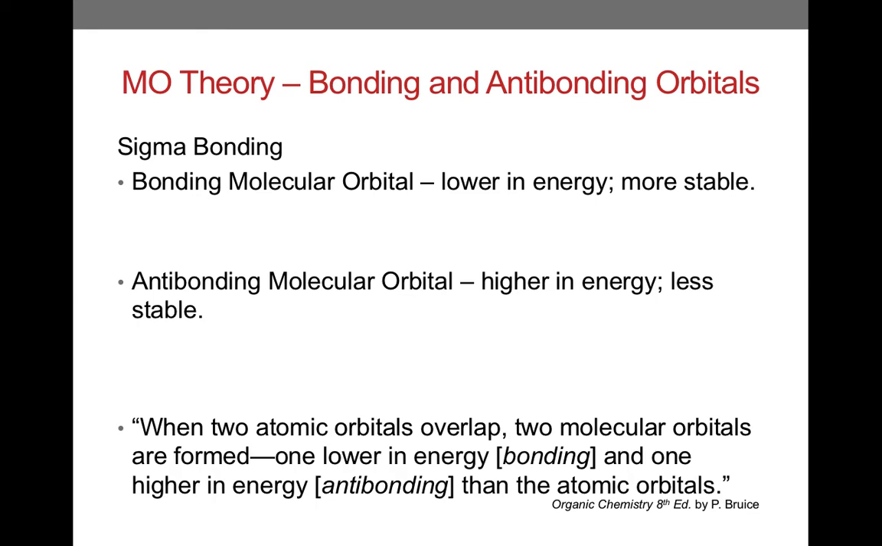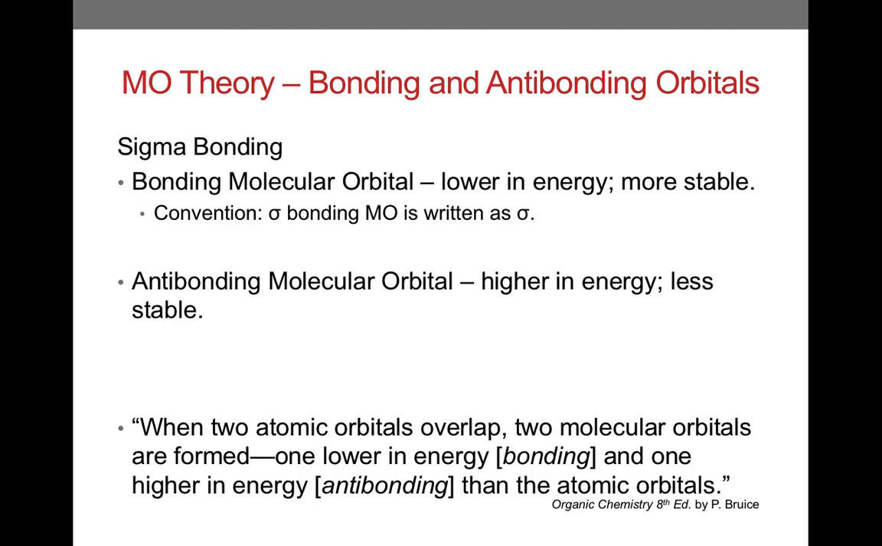Bonding molecular orbitals are lower in energy, which means they are more stable. Less energy means more stable. Bonding molecular orbitals are formed through constructive interference. The sigma bonding molecular orbital is written as the Greek letter sigma.